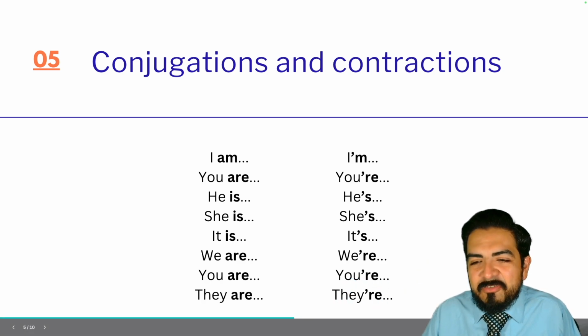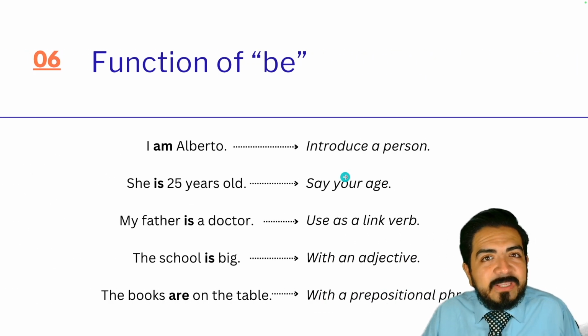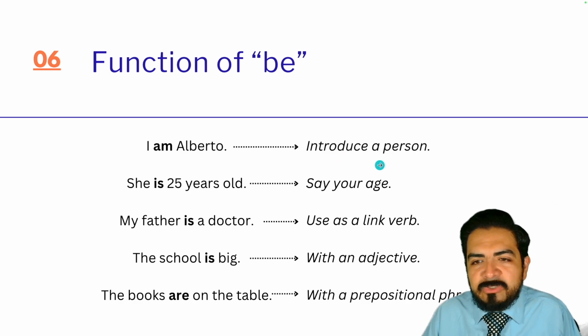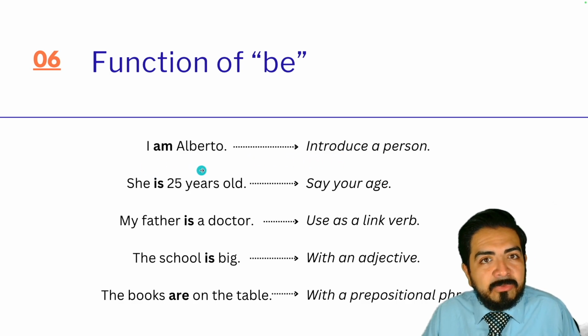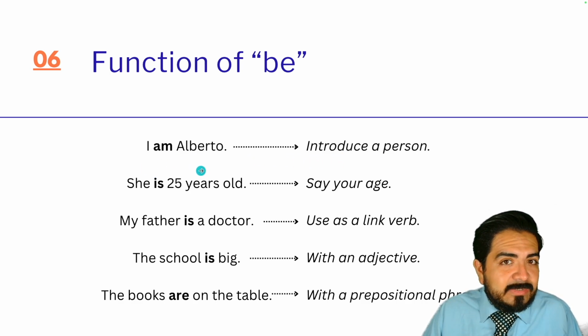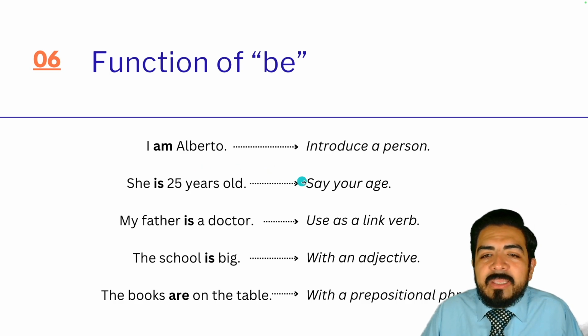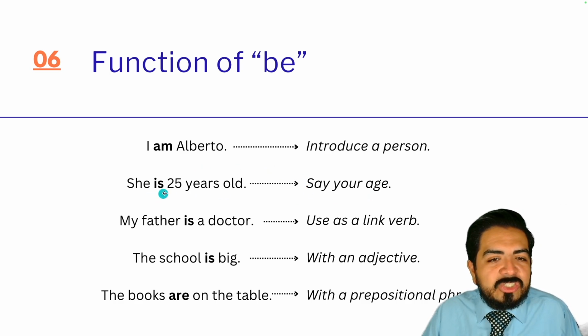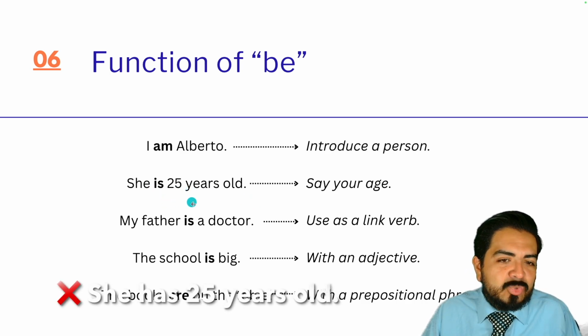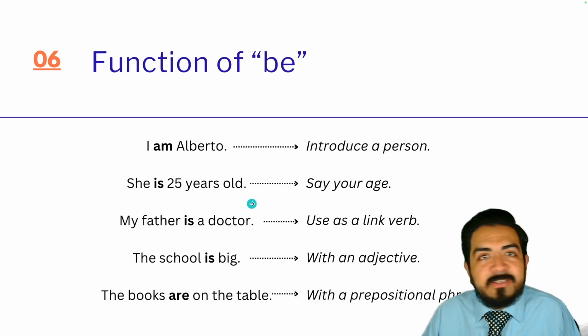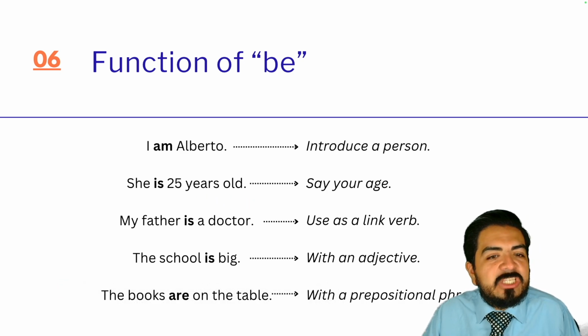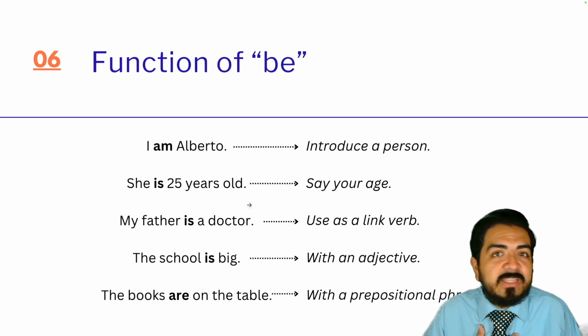Okay? Very good. The verb be has many functions. For example, we can use it to introduce a person, like when you say I am Alberto. You are Luis, right? To say your age, she is 25 years old. Yeah? Notice that if you just say she has 25 years old, it's incorrect. In English, we say she is 25 years old. I am 25 years old, etc.